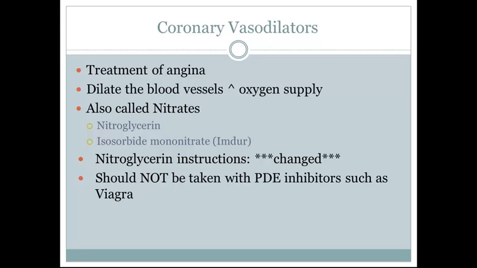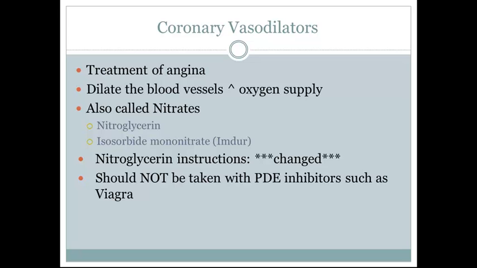Nitroglycerin instructions have changed. Patients should take their first nitroglycerin pill under the tongue, sublingual, and wait 5 minutes. If their pain has not gone away, they should call 911 and they can take their second pill of nitroglycerin, and they can take up to 3 doses in 15 minutes. So what has really changed is that they call 911 after taking that first pill that has not relieved the symptoms.